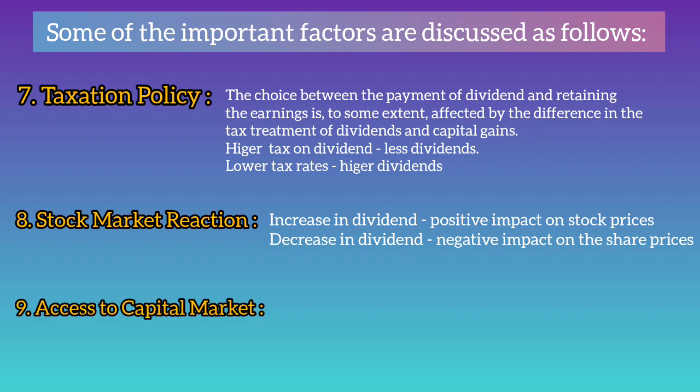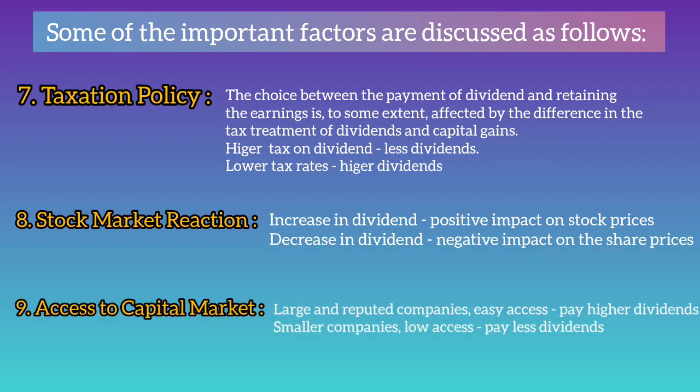Ninth is access to capital market. Large and reputed companies generally have easy access to the capital market and thus pay higher dividends than the smaller companies which have relatively low access to the market.